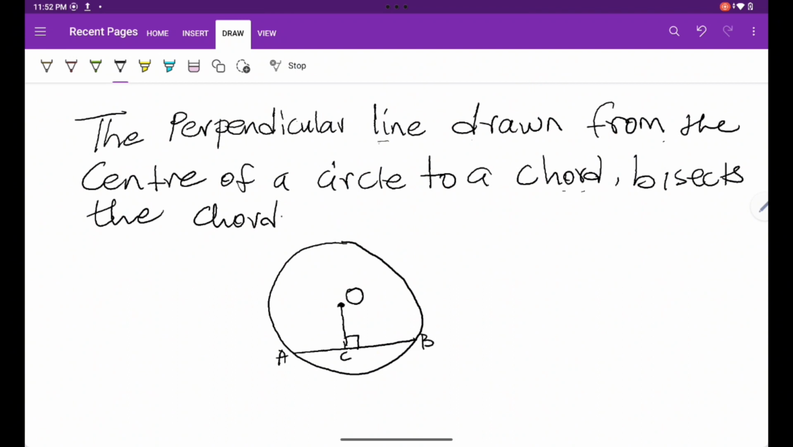Now we are required to prove that this perpendicular line to the chord bisects the chord. To bisect is to divide into two equal parts. So in other words, we must prove that this line is bisecting this chord, that AC and CB are equal. So let's write it: we have to prove that AC equals CB.